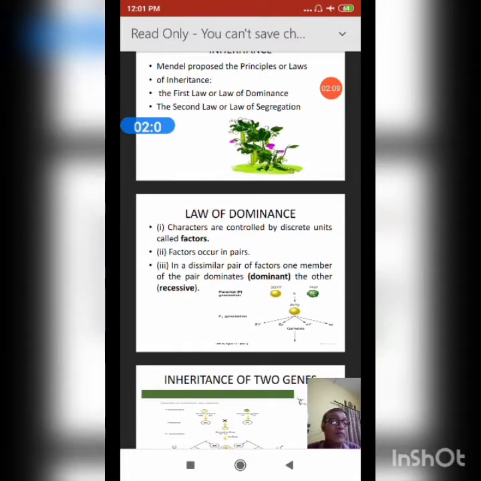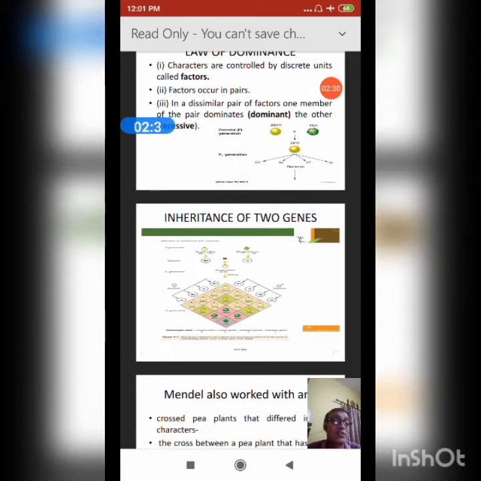So what about the law of dominance? Characters are controlled by discrete units called factors. Factors occur in pairs. In a dissimilar pair of factors, one member of the pair dominates, that is dominant, and the other is recessive. These two terms will be used subsequently throughout the lecture. So today's topic is inheritance of two genes.